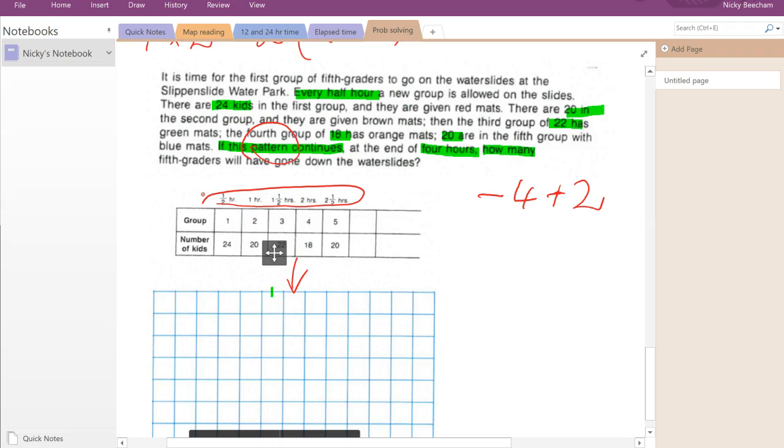What's going to be the next half hour bracket? We've got up to 2.5 hours. The next one is going to be, know the hours firstly, 3, and then 3.5, and then 4. Cool. So we just need to continue the pattern on for 3 more groups. All right, so we've got -4 plus 2. So what's going to be our next number?